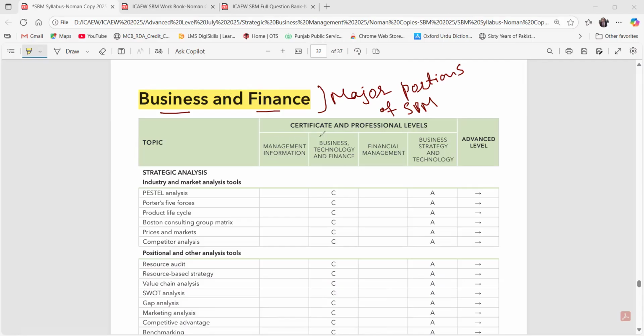Starting with the topic, and then we have certificate level and professional level, and lastly we have advanced level as well. On my left hand side, we have a list of different topics, starting with strategic analysis. In the middle of this page, we have different levels, and on my right hand side, we have advanced level. So that is our focus for today's discussion.